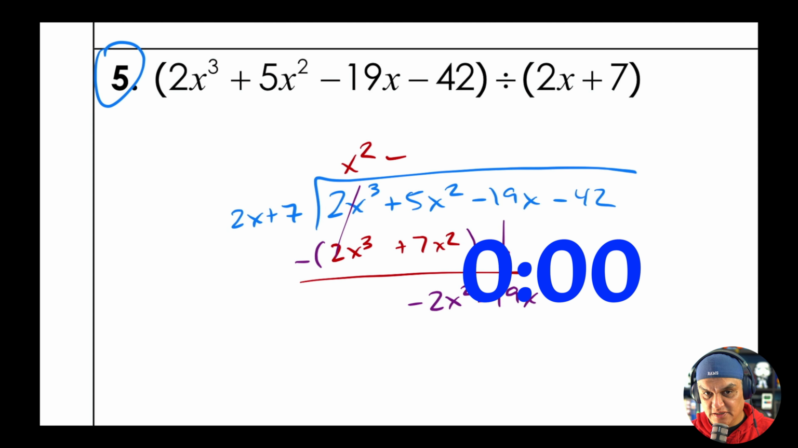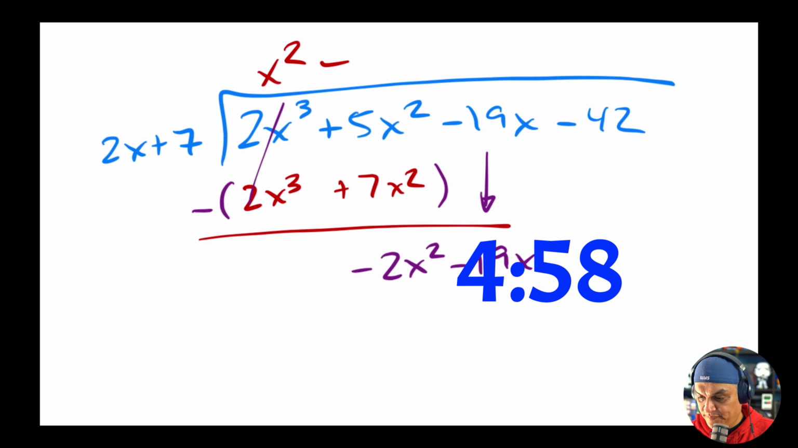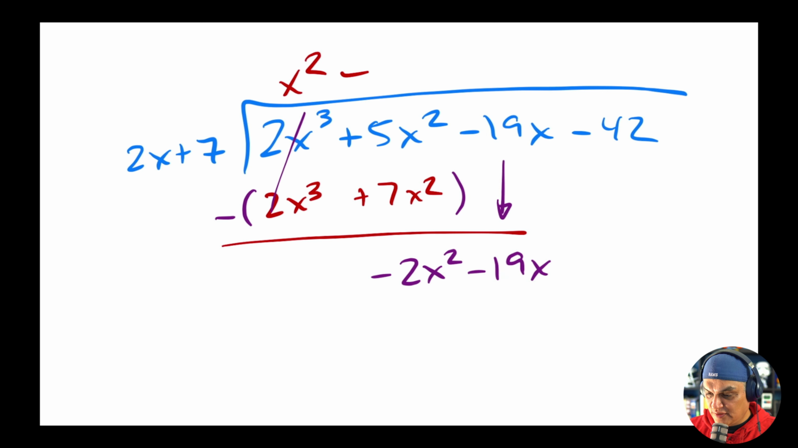All right, time is up. So I started doing it here. So let's see if you can compare what you were doing. I started off with x squared first, because x squared times 2x is 2x cubed.